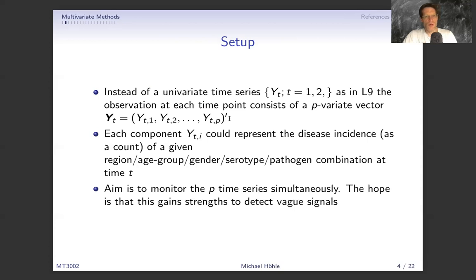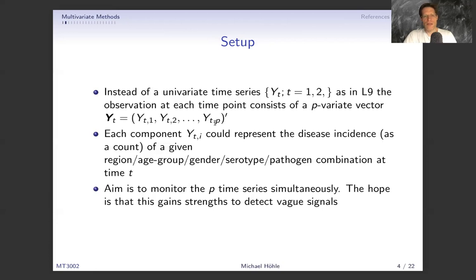So maybe the first thing is that if p is equal to 1, then we have the special case we already know, the univariate time series. So why do we really want to bother about these p-dimensional series? Well, it could represent different things, and we will still say that each yti, each of the components, will be a count, a number of new cases observed in a particular week, for example, or the number of reported cases at a given time point.